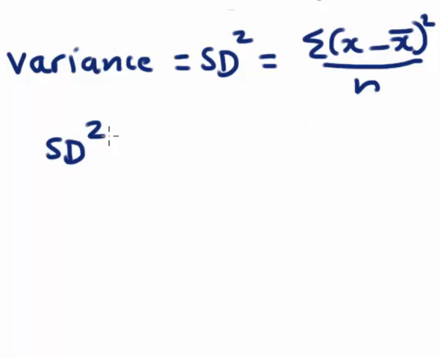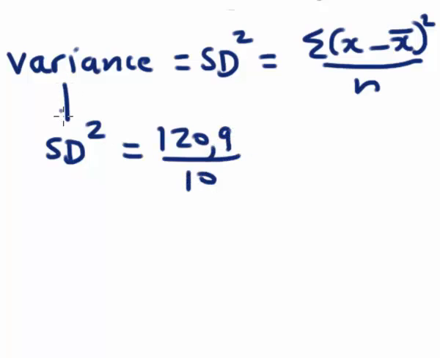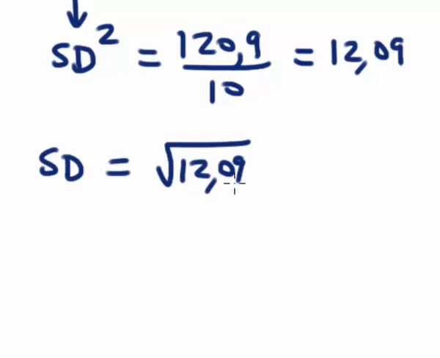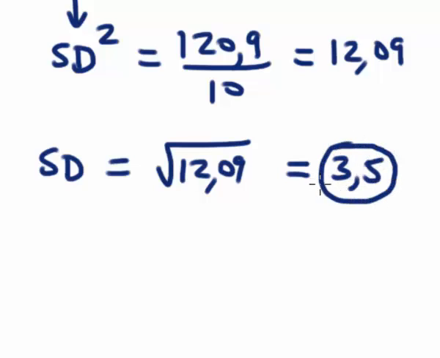So the standard deviation squared would be 120,9 over 10, and that is the variance. So the variance is 120,9 divided by 10, which is 12,09. But remember, the standard deviation would be the square root of 12,09, and that comes to 3,5. So there's your standard deviation rounded off to 1 decimal place. Okay, so that's using a table.